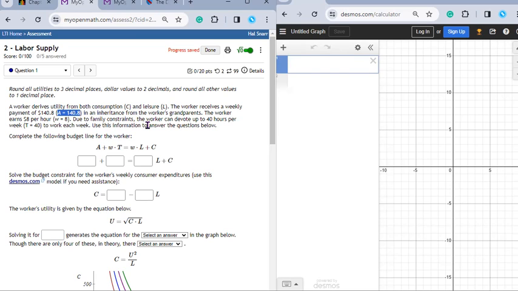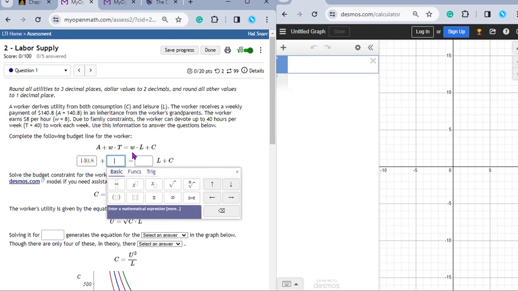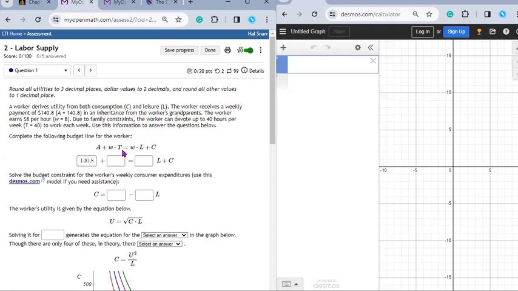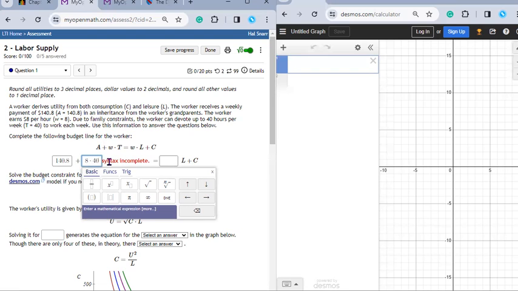Okay, so let's move on. We're going to complete the following budget line for the worker. This first box is A, and A is just $140.80 per week. This right here is the value of that person's spare time spent in leisure or work. So this is just your wage rate, 8, times the 40 hours.